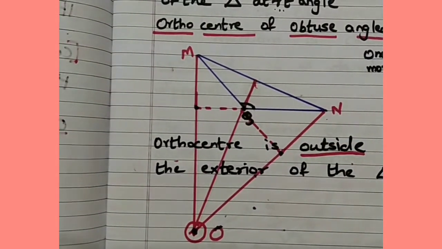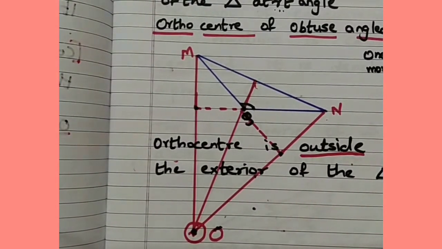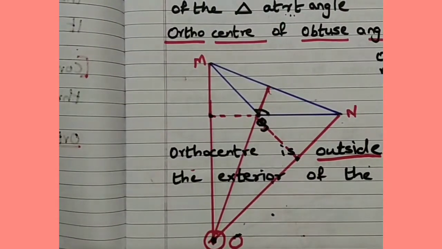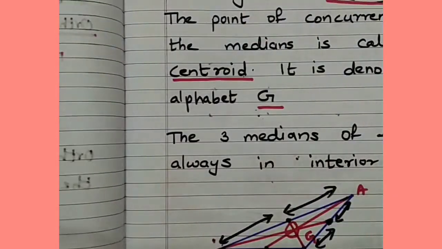So we have seen the three types of triangles where the orthocenter is placed. In case of acute angle, it is inside. In case of right angle, it is on the triangle, and in case of obtuse angle, it is outside the triangle.